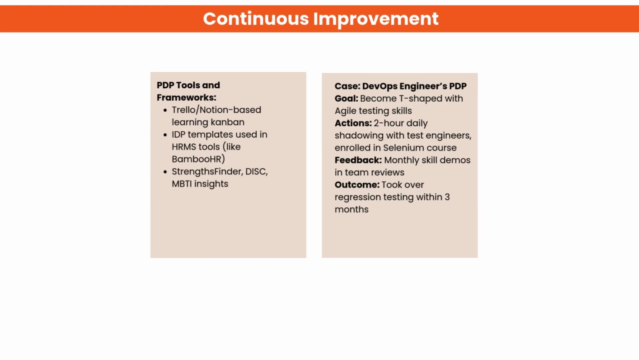Tools like Trello, Notion, and IDP templates, and HR tools, for example BambooHR, help track and manage personal development plans. Frameworks such as StrengthsFinder, DISC, and MBTI can provide valuable insights into individual strengths and development areas. Example: a DevOps engineer's PDP aimed at becoming T-shaped with Agile testing skills by shadowing engineers, taking courses, and receiving monthly feedback. Outcome: successfully took over regression testing in 3 months.